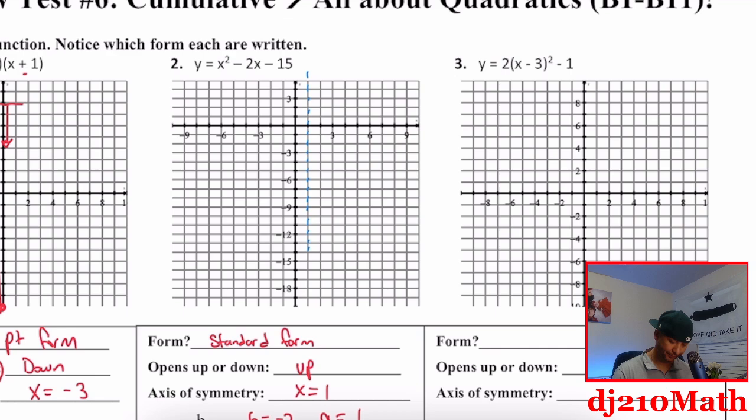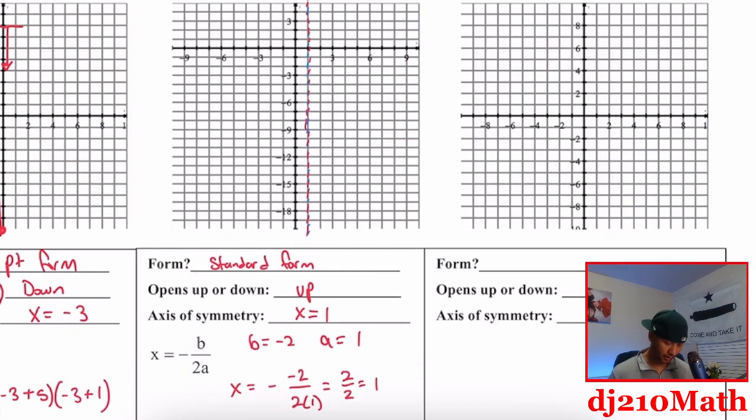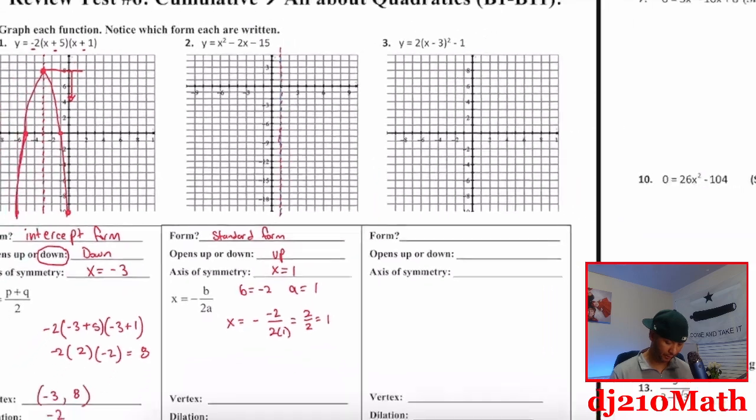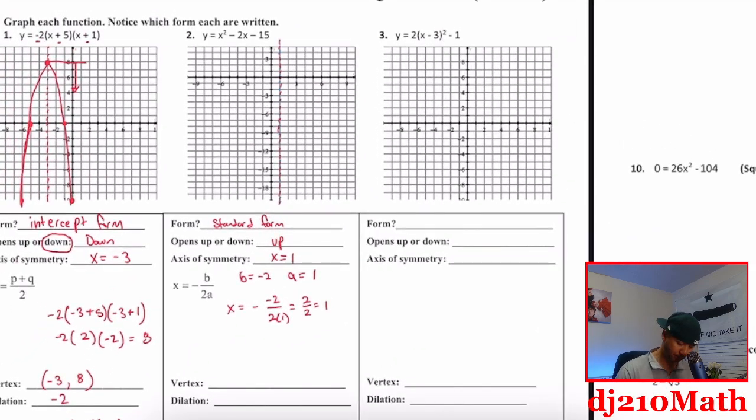Change to blue. I don't know why I did that. All right, axis of symmetry. Well, x equals 1. Somewhere on here is the vertex. So let's plug in 1 into the original.